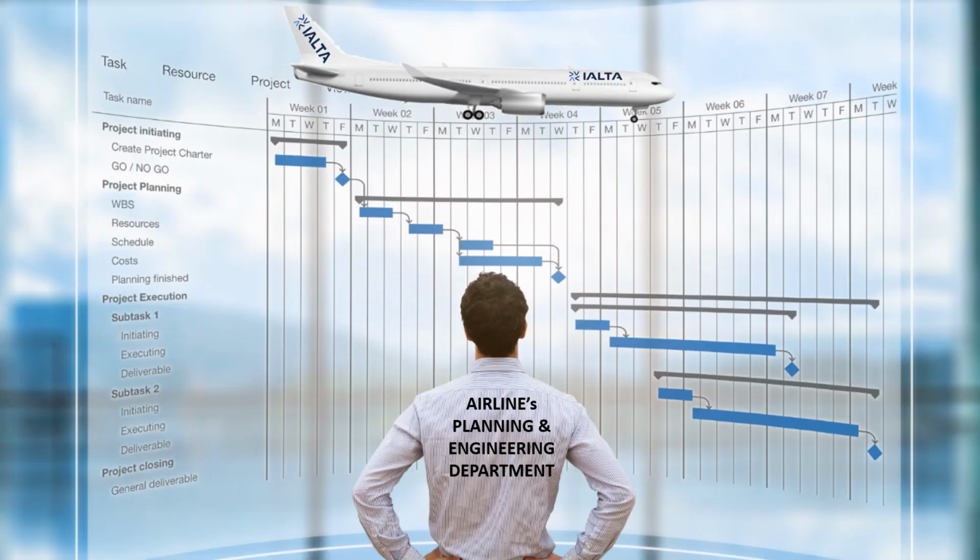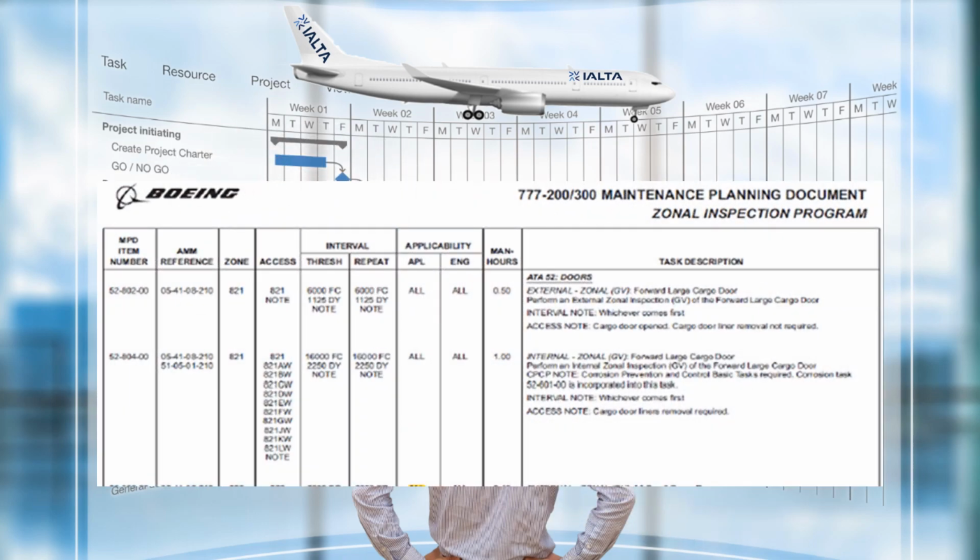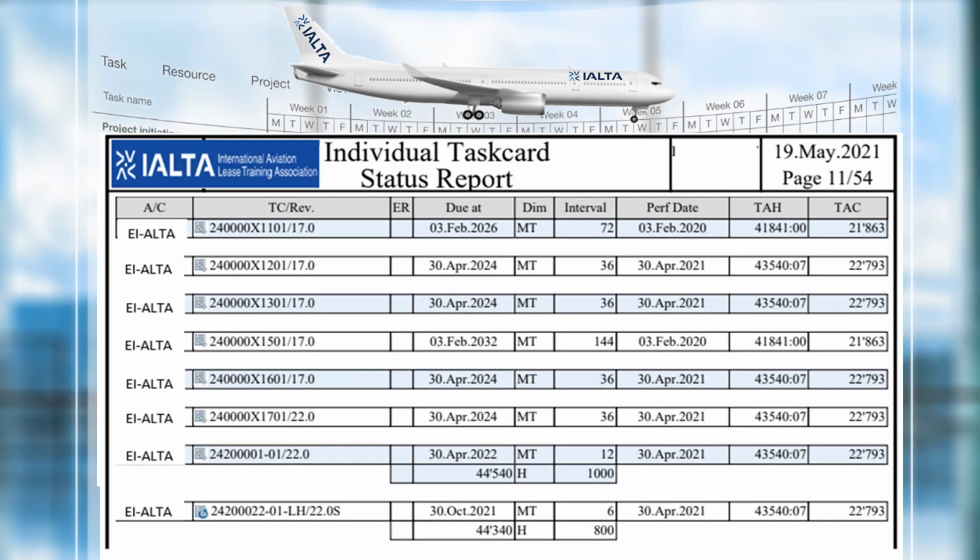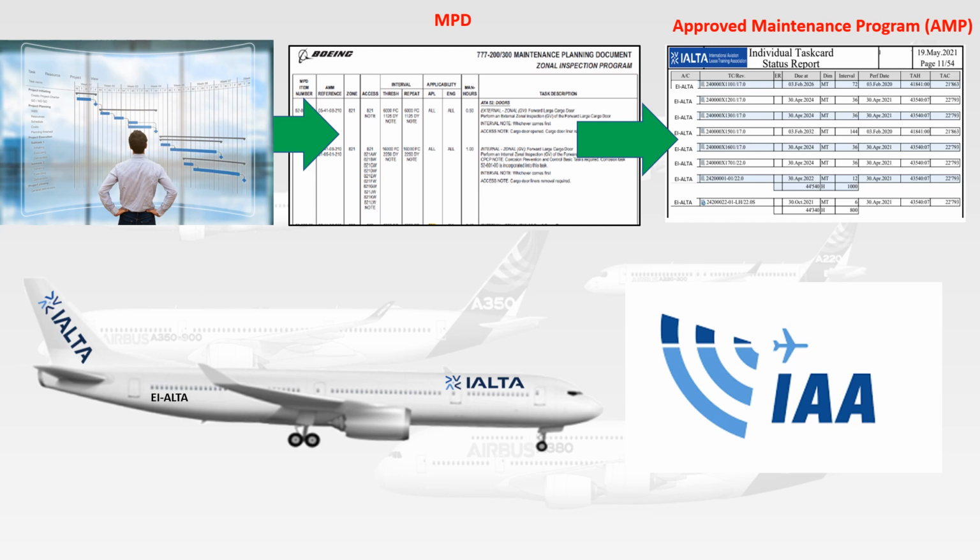The airline's planning and engineering departments will take the OEM's MPD and tailor it to their specific aircraft MSN. This document is known as the AMP, or Approved Maintenance Program. The AMP document must be approved by the National Aviation Authority of the country in which the aircraft is registered. For example, the Irish Aviation Authority, or IAA, if the aircraft is registered in Ireland.